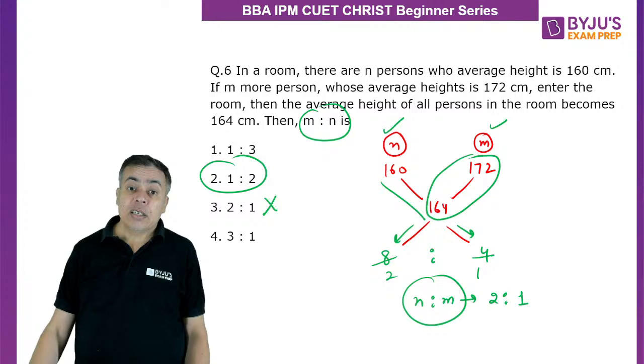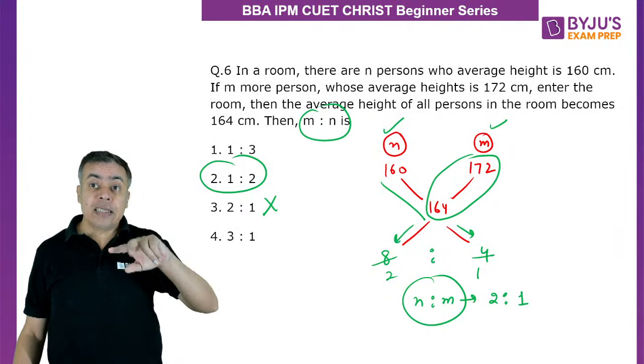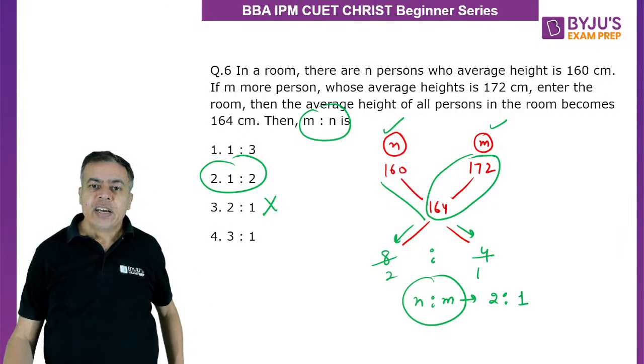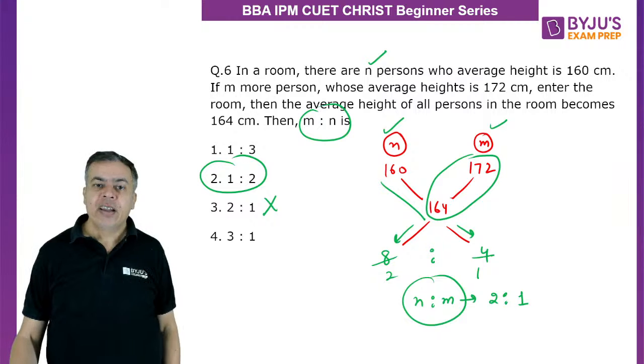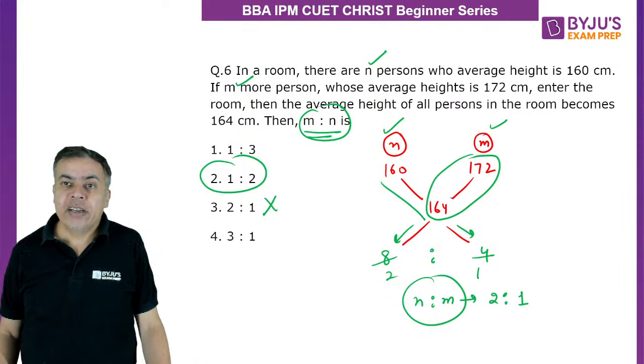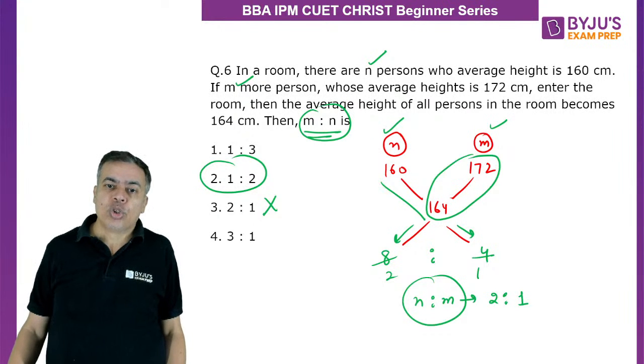Because in the question he has given first n, then m, but he is asking the ratio m is to n. So we got n is to m as 2:1, so m is to n must be 1:2. So 1:2 should be the correct answer.